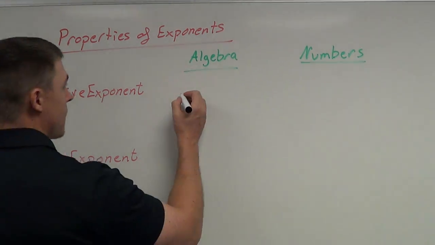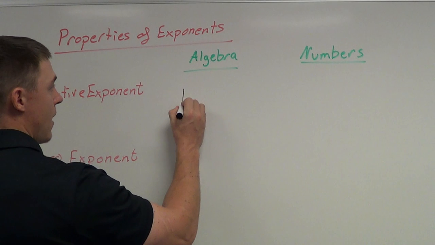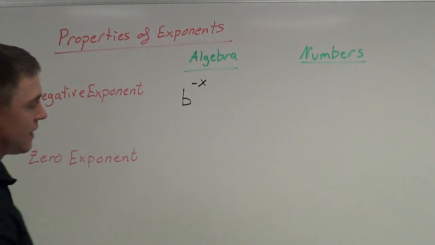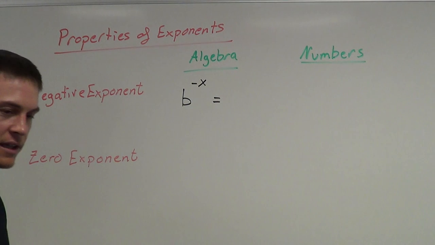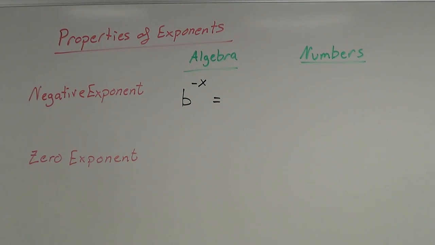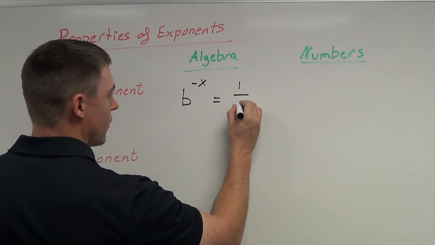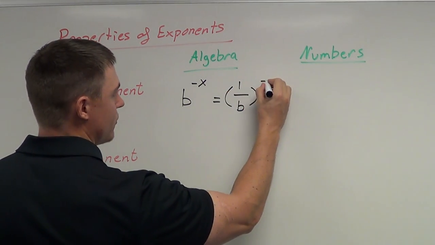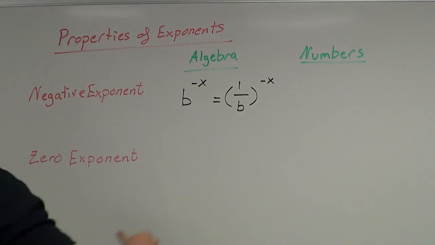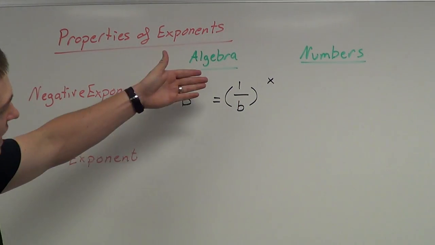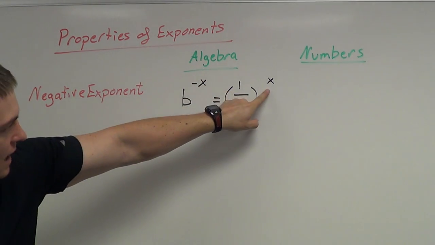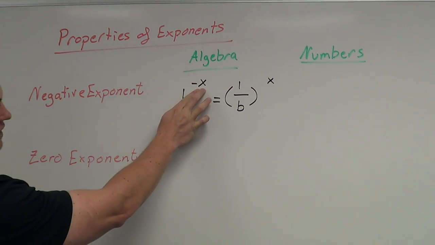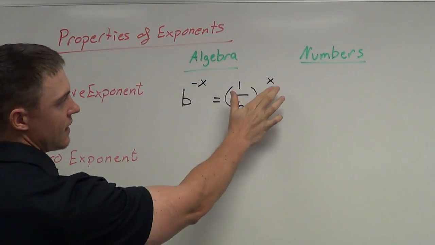So if I have a base to some negative power, that's going to be, as I said before, just take that and make it into a fraction. This is going to be 1 over b to the negative x. Oh, excuse me, to the positive x. Once I make my base into a fraction, the exponent goes from negative to positive. So notice the change here. Base to a negative exponent, you flip this base, and you have a positive exponent.